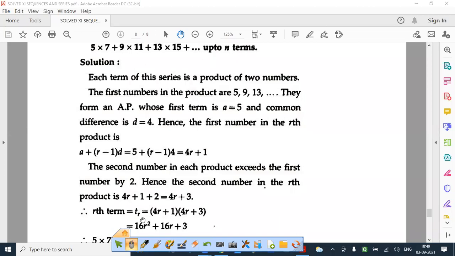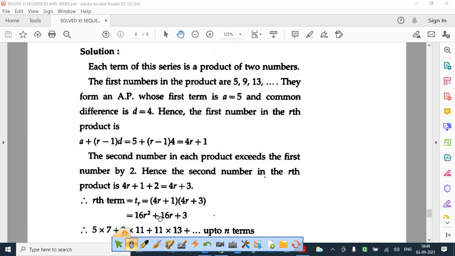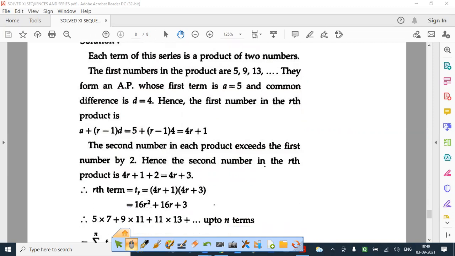And therefore, Tr. Why are we interested in Tr? Because this sum is nothing but sigma Tr. Okay. Now, anyway, we have to open the brackets. So they are opened here only. So what is Tr? 4r plus 1 into 4r plus 3. That is 16r square plus 16r plus 3.